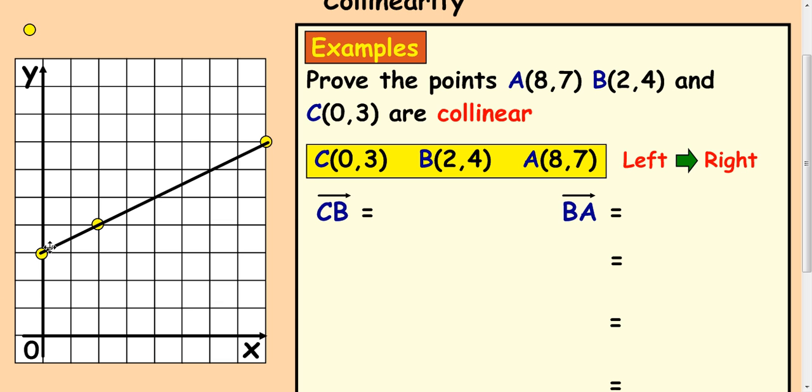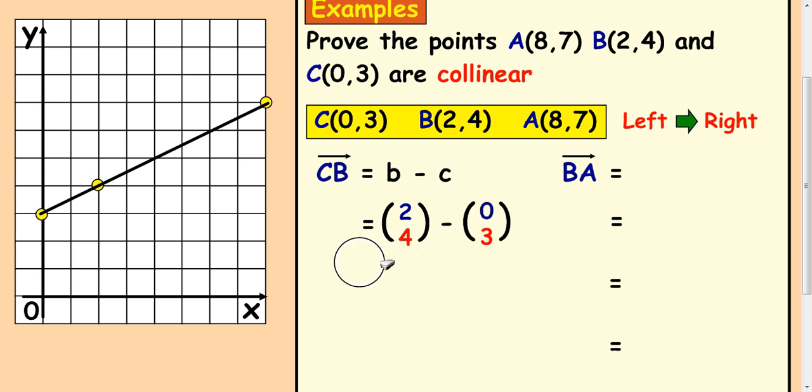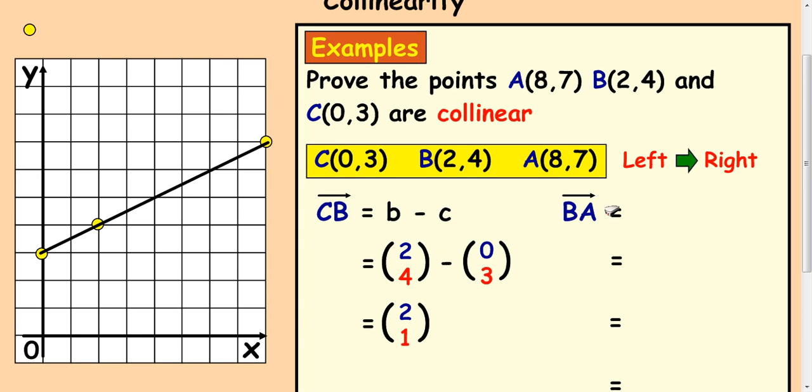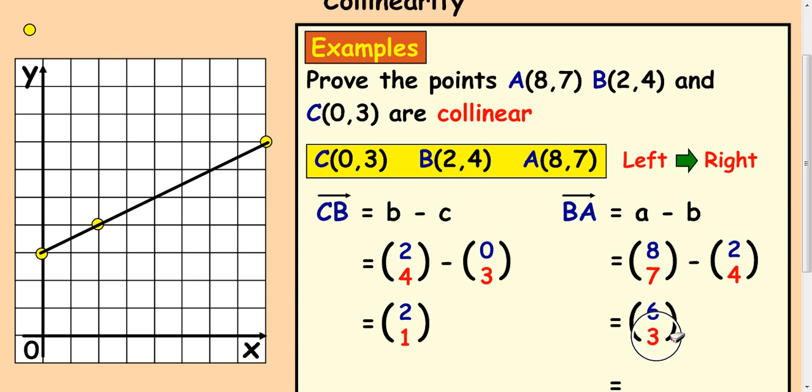So we'll do the first bit, C to B. Again, using the position vectors, that's just B minus C, which is that there in column vector format, take away that there. So 2 take away 0 is 2, and 4 take away 3 is 1. And then BA is A take away B, so 8 take away 2 is 6, and 7 take away 4 is 3.